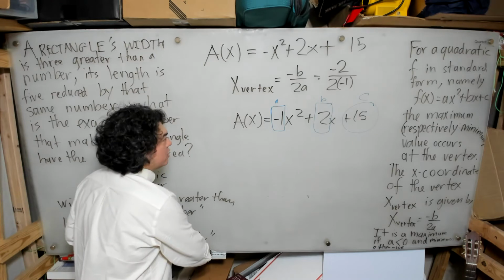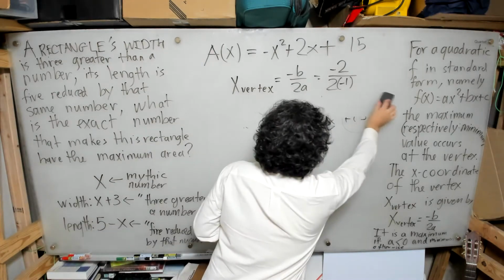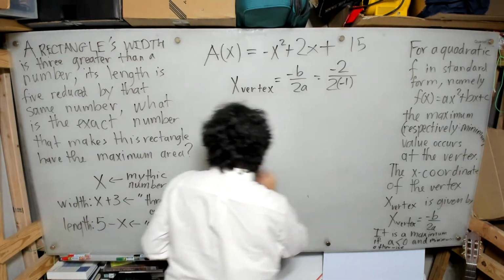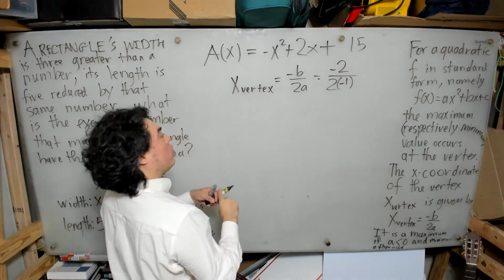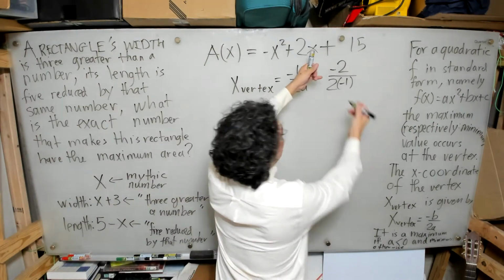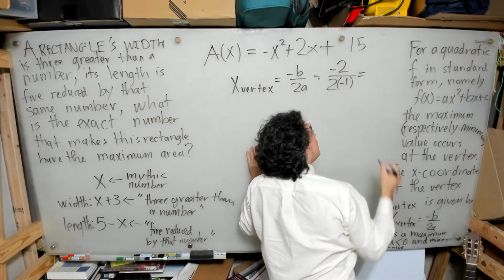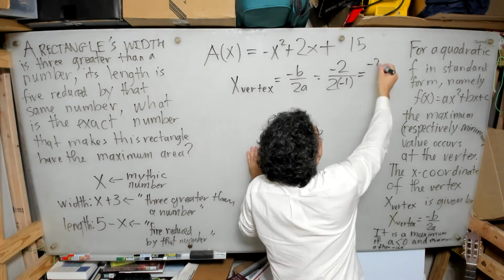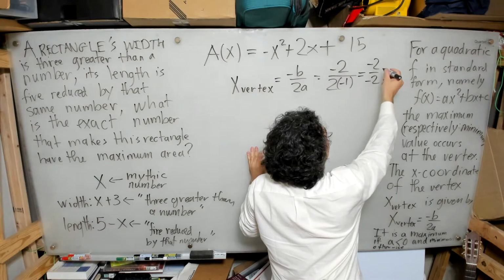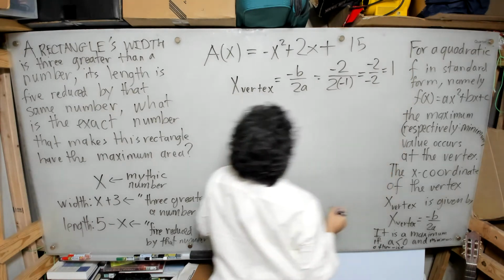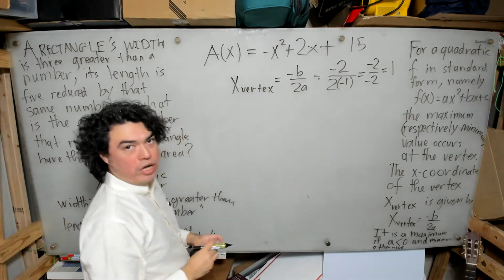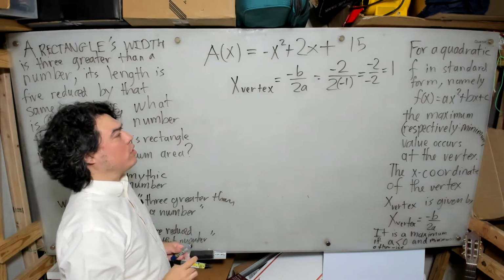Okay, now let's continue. So now here, what's 2 times negative 1? That's negative 2, because a positive times a negative is a negative. And so I have negative 2 divided by negative 2. In other words, positive 1. Okay? So I know my x coordinate of my vertex is 1.